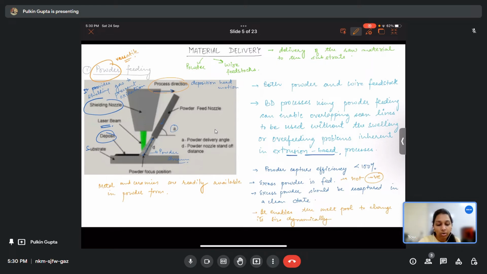So this dynamic change in melt pool size will eventually help in better joining or better fusion of different layers and tracks.